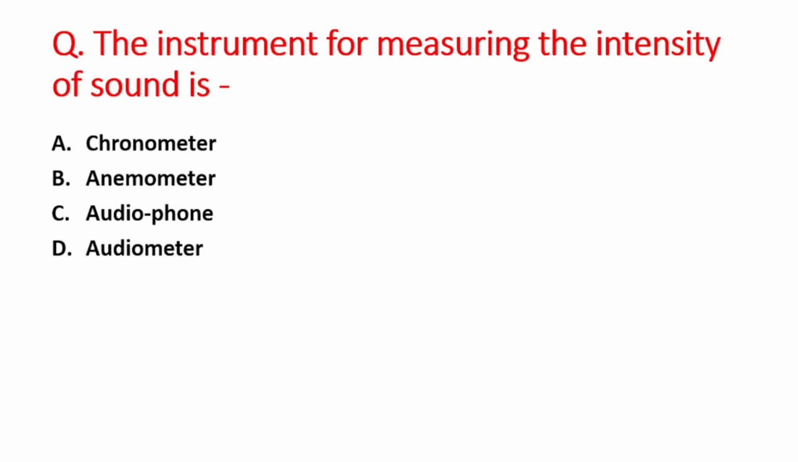Next question is the instrument for measuring the intensity of sound is called. A option is chronometer, B is anemometer, C option is audiophone, and D option is audiometer. So right answer is option D, that is audiometer is used to measure the intensity of sound.